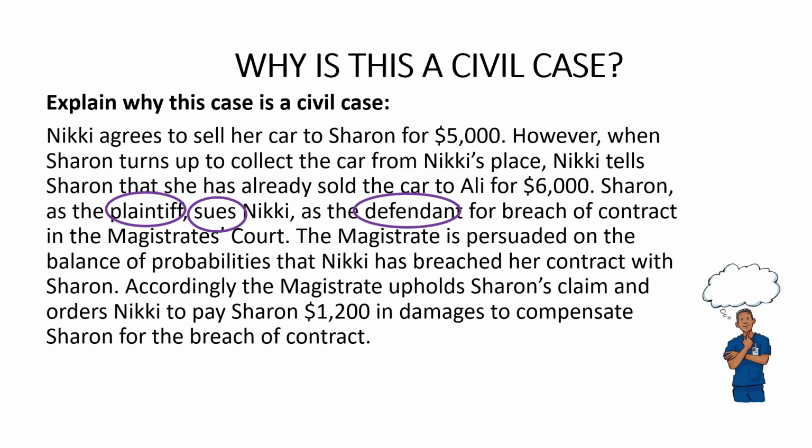In addition, we see that the magistrate is persuaded on the balance of probabilities that Nikki has breached her contract. The standard of proof in a civil case is on the balance of probabilities, which means that it is more likely than not that Nikki has breached her contract with Sharon. Again, this indicates that we are dealing with a civil case. And finally, we can see that the magistrate upholds Sharon's claim as the plaintiff. Again, the concept of upholding a claim or dismissing a claim is consistent with the case being a civil case.